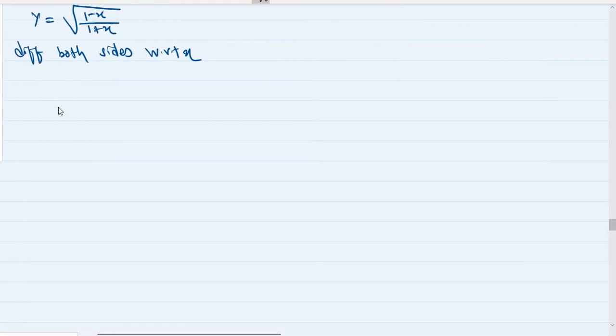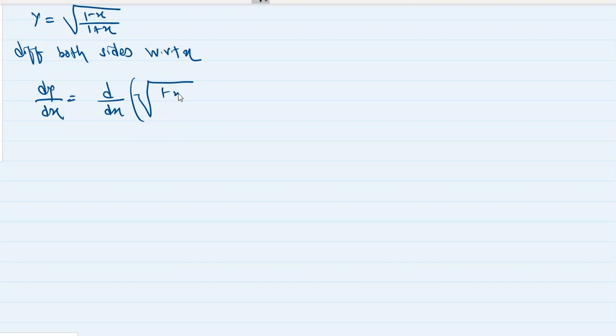Now understand that if you differentiate both sides with respect to x, on the left side you get dy by dx, on the right side you get d by dx of under root of 1 minus x upon 1 plus x, the bracket close. Here actually 1 minus x is there. Let me just write it properly. 1 minus x. Okay, so how to differentiate this?